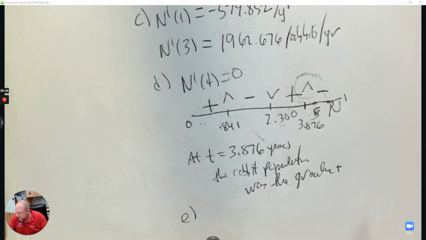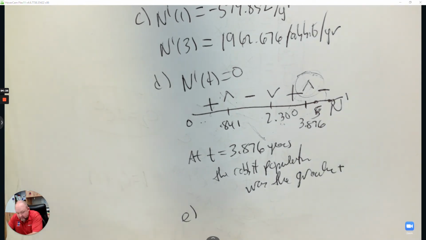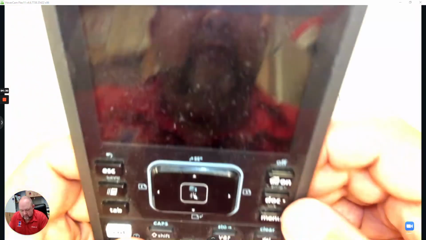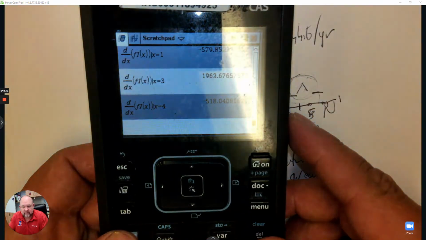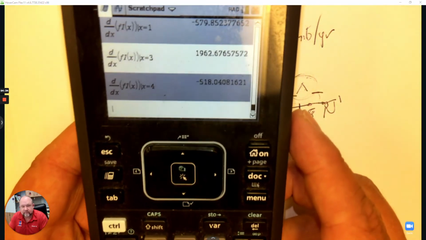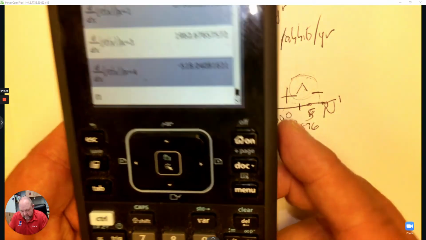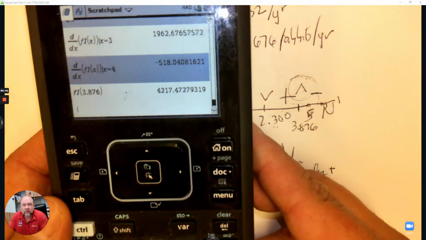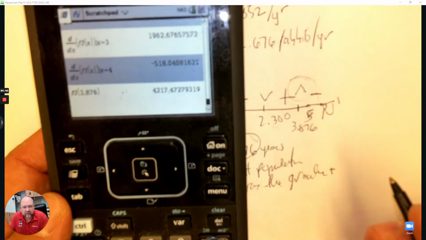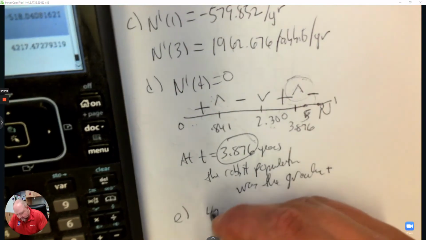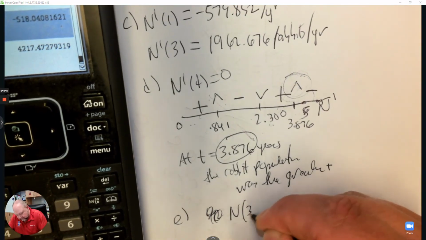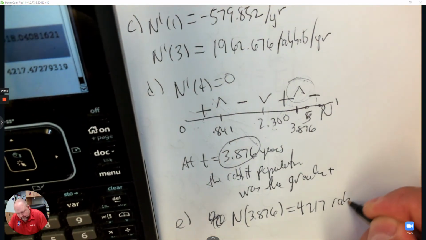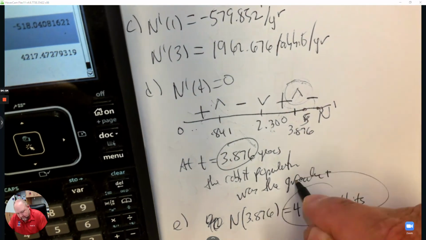It says, what was the greatest number? So I'm going to plug this 3.876 into just the function, not the derivative. So I'm just going to go F1 and plug that in, 3.876. So 4,217. That was the greatest number of rabbits.